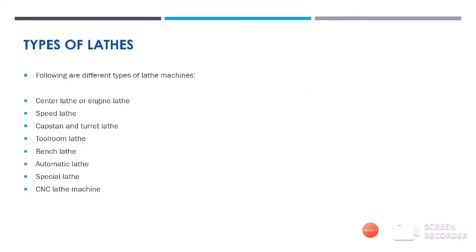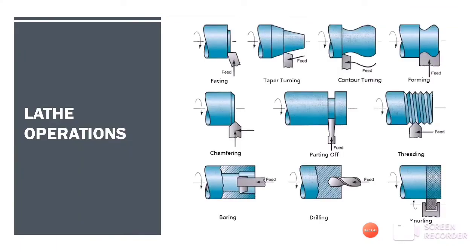Types of lathes. Following are the different types of lathe machines: center lathe or engine lathe, speed lathe, capstan and turret lathe, tool room lathe, bench lathe, automatic lathe, special lathe, and CNC lathe machine. Lathe operations are facing, taper turning, contour turning, forming, chamfering, parting off, threading, boring, drilling, and knurling.